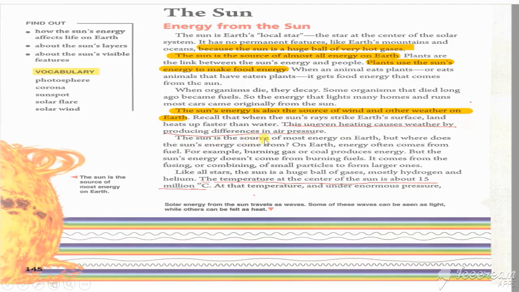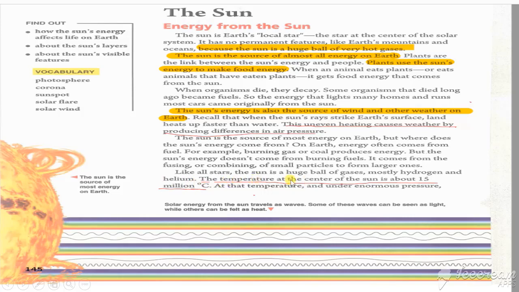The sun is the source of most energy on Earth, but where does the sun's energy come from? On Earth, energy often comes from fuel. For example, burning gas or coal produces energy, but the sun's energy doesn't come from burning fuels. It comes from the fusing or combining of small particles to form larger ones. Like all stars, the sun is a huge ball of gas, mostly hydrogen and helium.